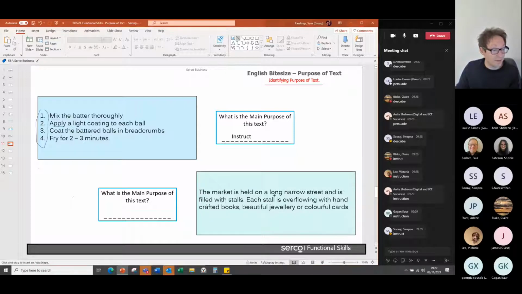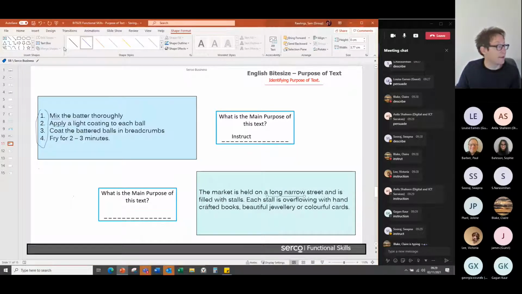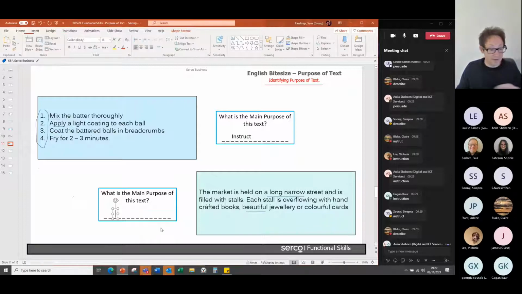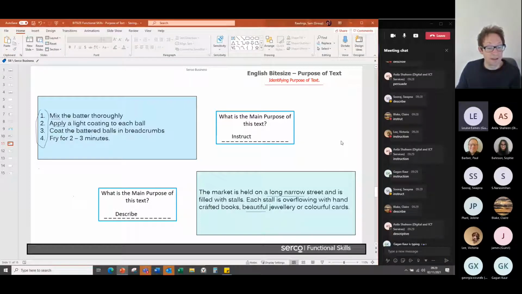This one, you can see you've got long, narrow streets. We've got beautiful jewelry, colourful cards. Yeah, lots of descriptive words, lots of adjectives. So that one is going to be describe. Brilliant, well done. So a little bit of a slow start, but by the end, you guys are flying through these, so that's really good to see.